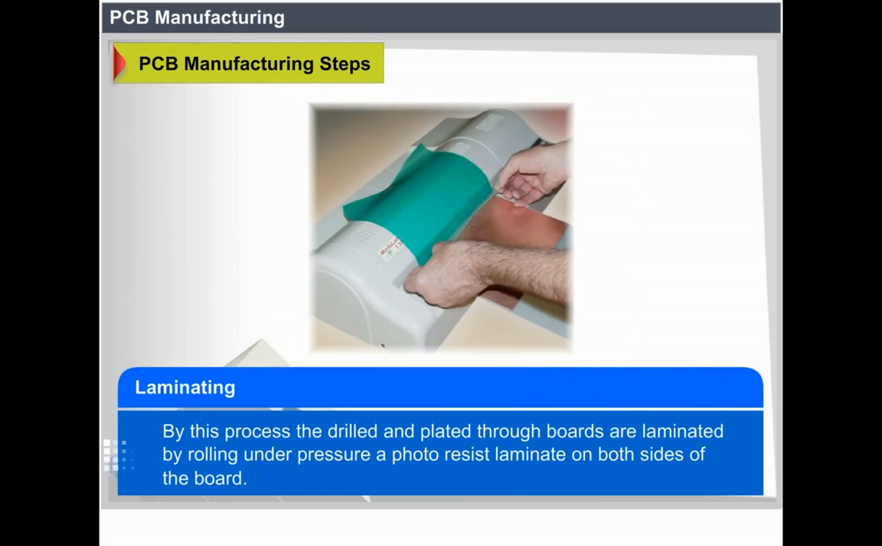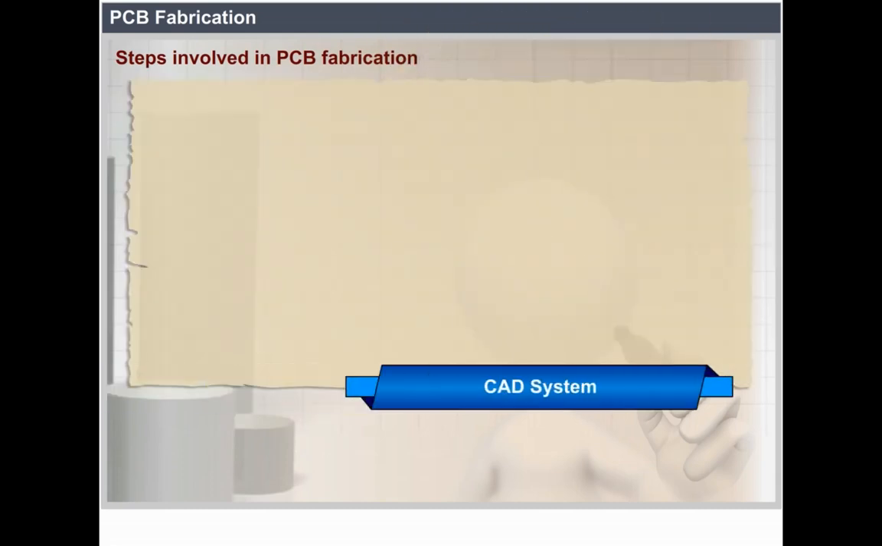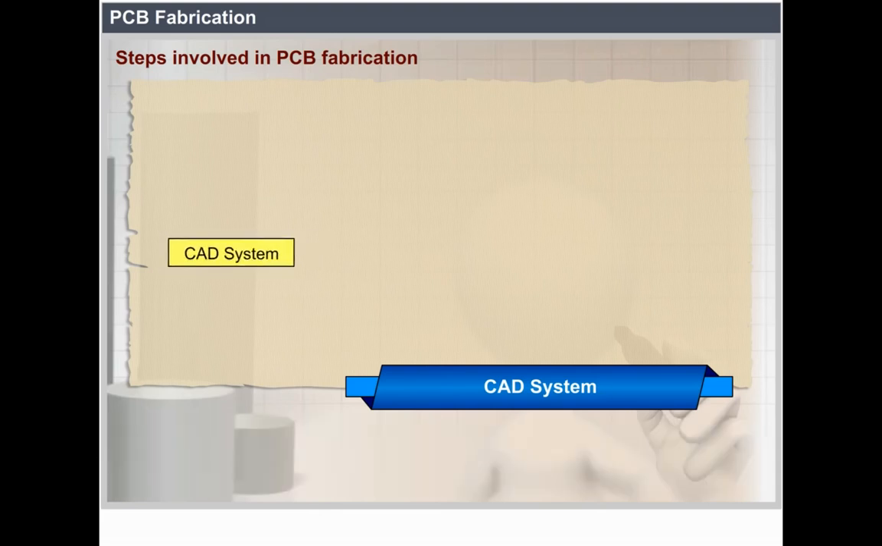Laminating. By this process, the drilled and plated through boards are laminated by rolling under pressure a photoresist laminate on both sides of the board. PCB fabrication. Steps involved in PCB fabrication. CAD system. Recommended software for the CAD system is Altium.